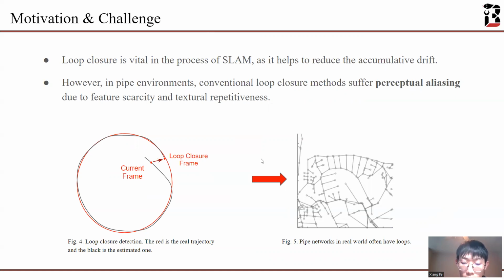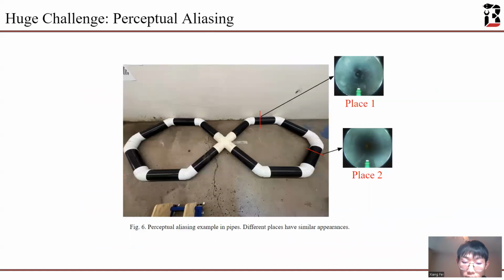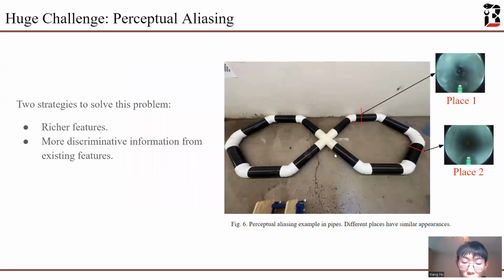However, in pipe environments, conventional loop closure methods suffer perceptual aliasing due to feature scarcity and textural repetitiveness. Perceptual aliasing means many keyframes in different places look very similar. As a result, it's difficult for conventional loop closure methods to correctly perform loop detection. You can see in Fig 6, place 1 and place 2 have very similar appearance. Typically, we have two strategies to solve this problem. First is to detect richer features, and the second is to extract more discriminative information from existing features.